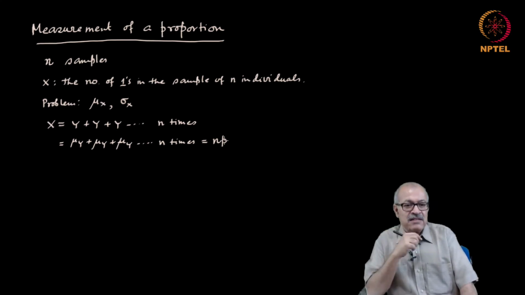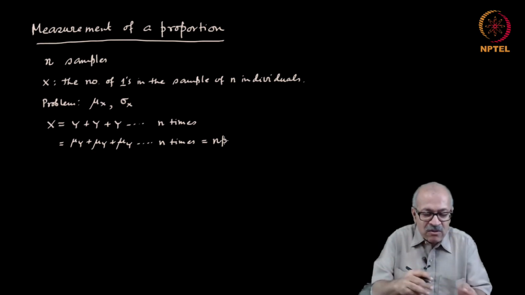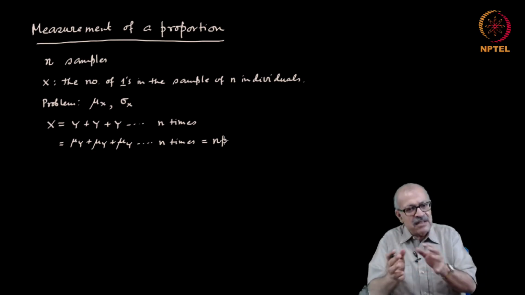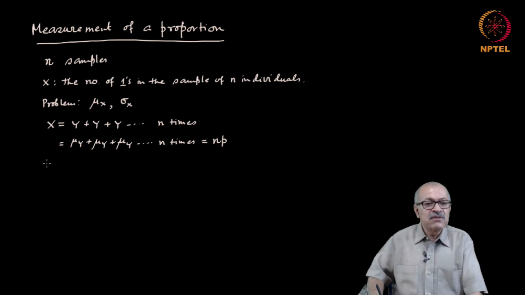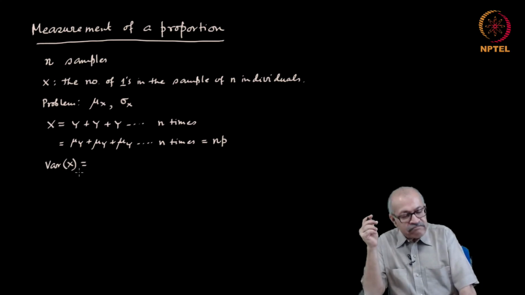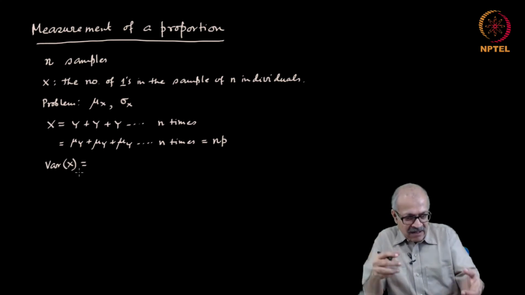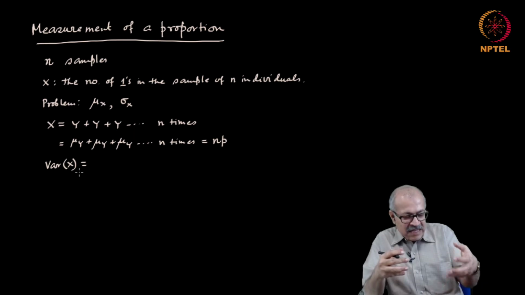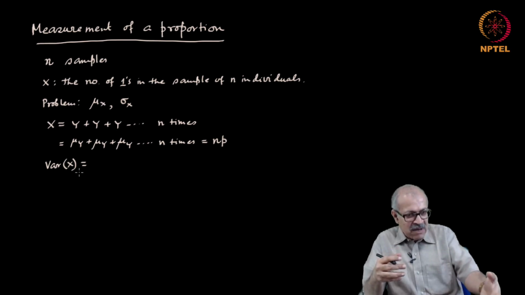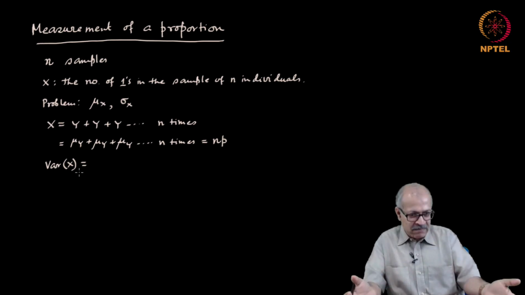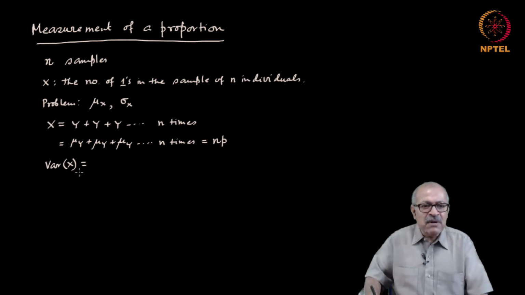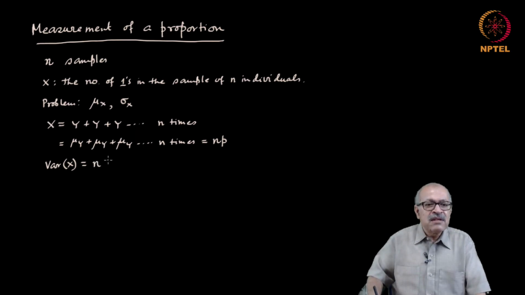So, that should be the mean of x. Now, what will be the variance? I would argue that we would carry out the variance exactly in the same way. So, the variance of x should be, again, each measurement of x is nothing but n measurements of y, and we know the variance in the measurement of y, and therefore, this is nothing but n times the variance of y.